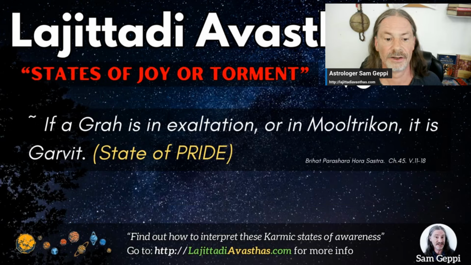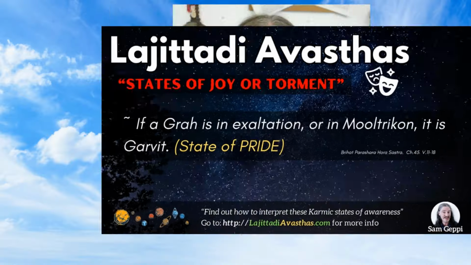And then the next one, if a graha is in exaltation or mula trikona, it is Garvit, state of pride. Okay, so planets that are exalted or in the mula trikona, which is the sign that it rules, the root trine sign, it's Garvit or proud. So again, that sounds great. Pride, good one. Great. But sometimes you can do it too much. Planets that are Garvit, proud. Okay, pride can be taken too far, but what is the nature of that? How is that a creative influence?